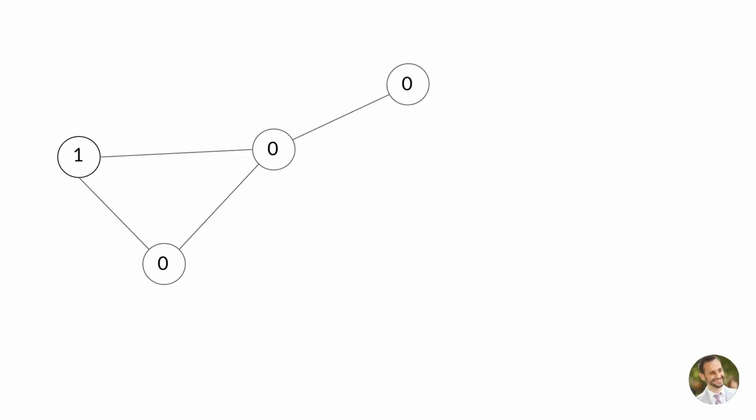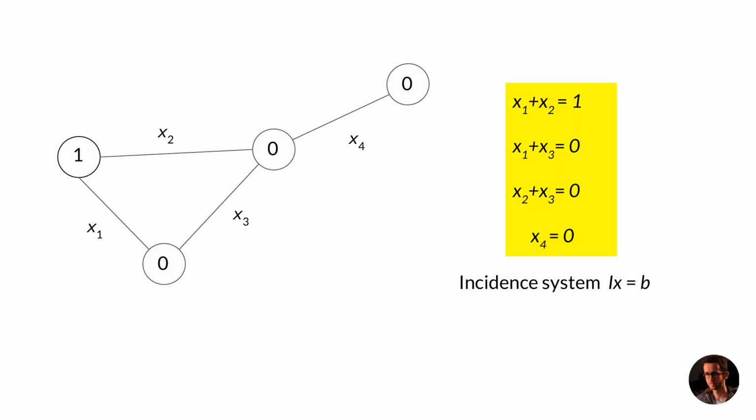Given a graph where each vertex is assigned 0 or 1, we can make a linear system over Z2, where there's a variable for every edge, and the equations say that the sum around any vertex must be equal to the vertex label. The resulting system, Ix equals b, is called the incidence system of the graph, and it has a solution if and only if there is a way to assign zeros and ones to each edge, such that the sum around any vertex is equal to the vertex label mod 2.